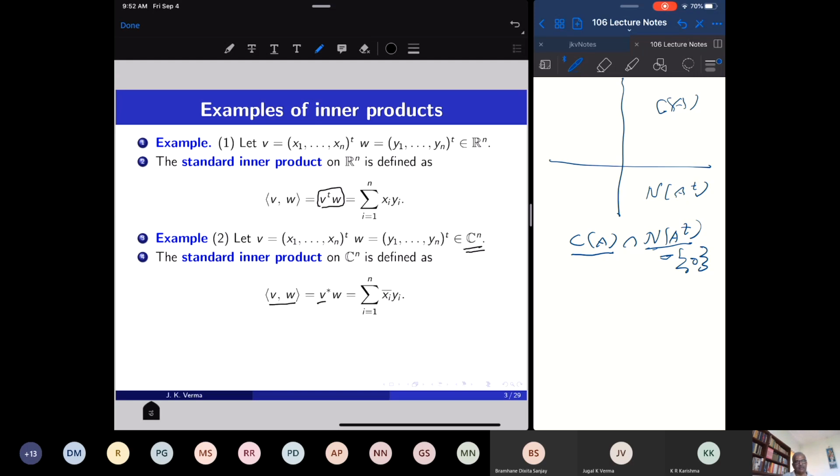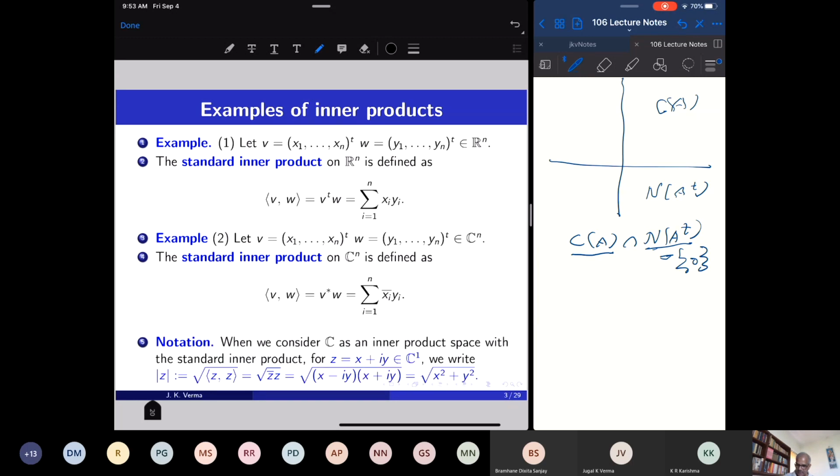How to get V star? First make this a row vector, that is take the transpose of V and then take the conjugate of every entry, that is my vector V star, and then multiply this row vector with this column vector W, and this is summation xi bar yi. So this is the inner product in Cn. Cn thought of as a complex vector space.